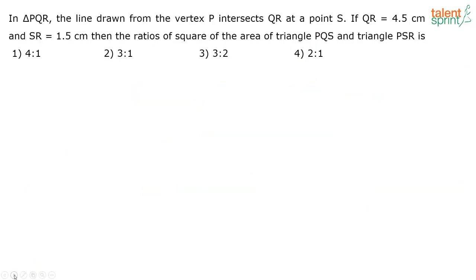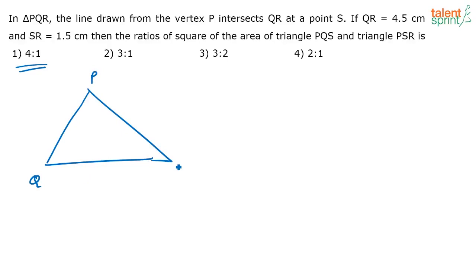Next one. Yes, so for this question actually I saw the key that is given. They have given the answer as 4:1, but I am getting the answer as 2:1. Let us just try it. Okay, we will just see how to approach it. See, you have a triangle PQR, okay, drawn from the vertex P and intersects QR at a point S. So QR is 4.5, SR, one second, let me draw it to scale.